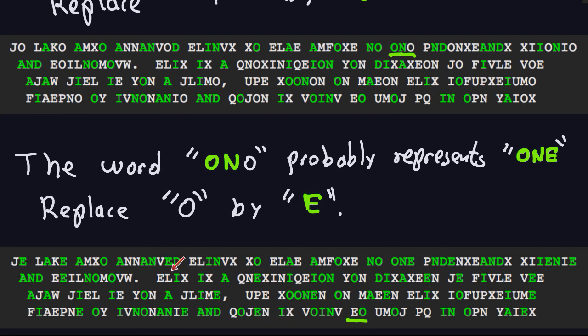As you can see there, this green O was not replaced by E because that is the plain text. I don't have to replace anything that is coming from the plain text.